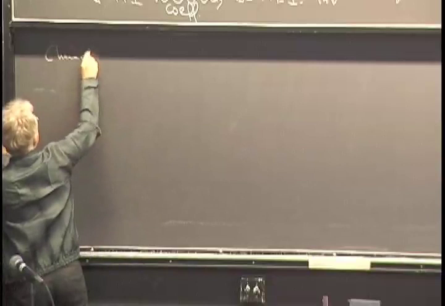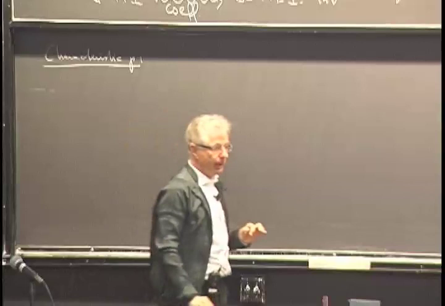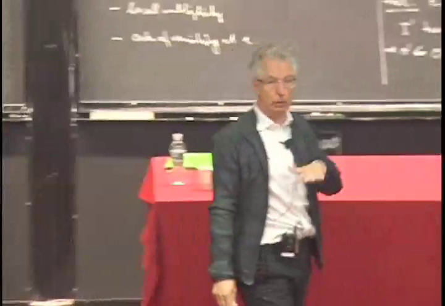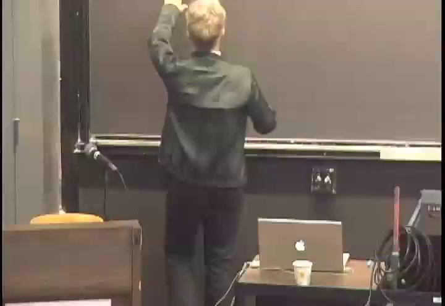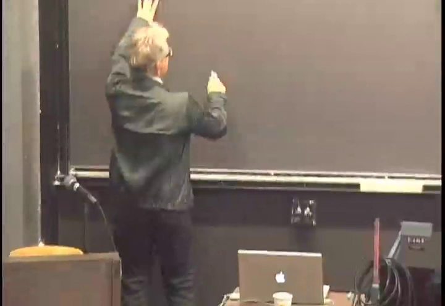So, characteristic P. In characteristic P, and I'm not able to give you a proof, we do the opposite. We look at the worst case. We look at a very simple example where the argument from before does not work. So, for this, I will look only at the purely inseparable case. I will look at the hypersurface.